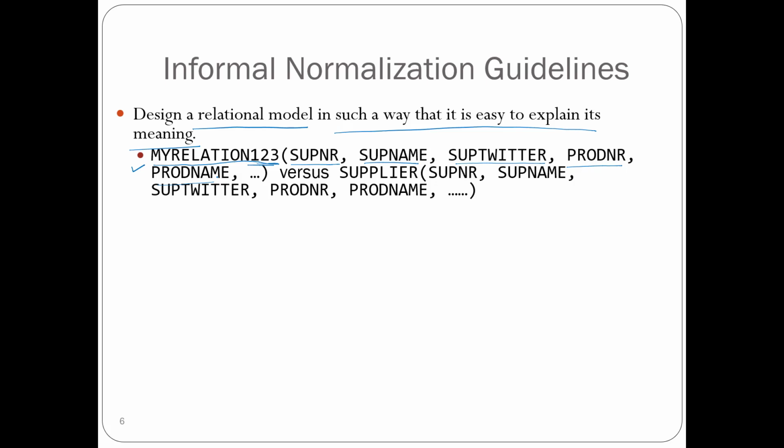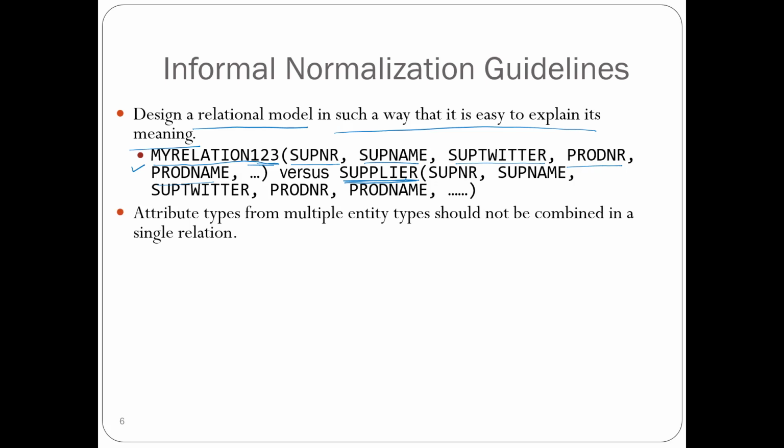Therefore, we should rather give a meaningful relation name as well. We should say supplier. Why? Because this relation is about supplier, and in this relation we will be keeping the information related to the supplier, right? So yes, supplier. If your relation is about supplier data, call it supplier. If your relation has the data about student, call it student. Okay, very simple thing, but very important at the same time.